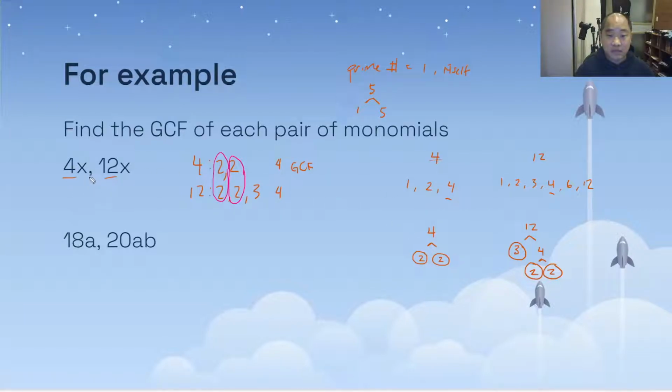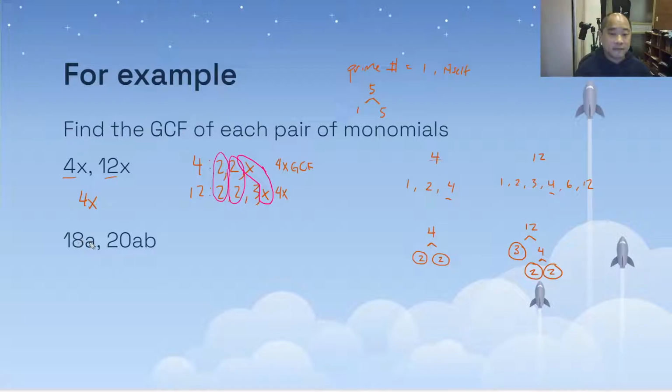So the greatest common factor here for the coefficient, the number in the front, is 4. Now because they both have x, that is part of this number, right? So x would also go into this, and then x would also be part of the factor, which means that 4x is the greatest common factor for these two numbers.